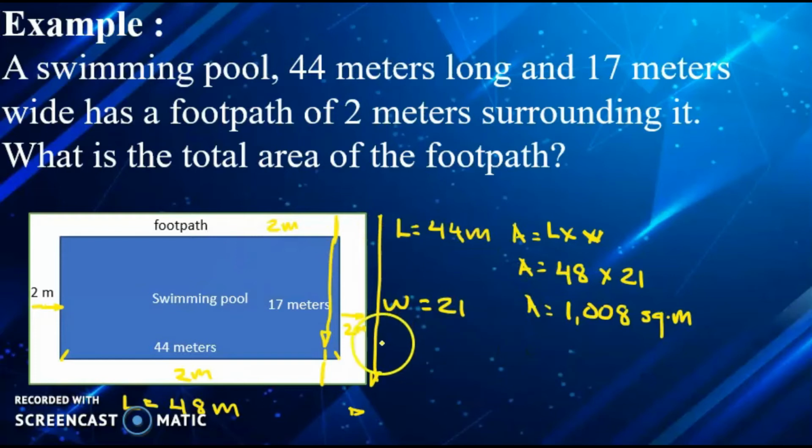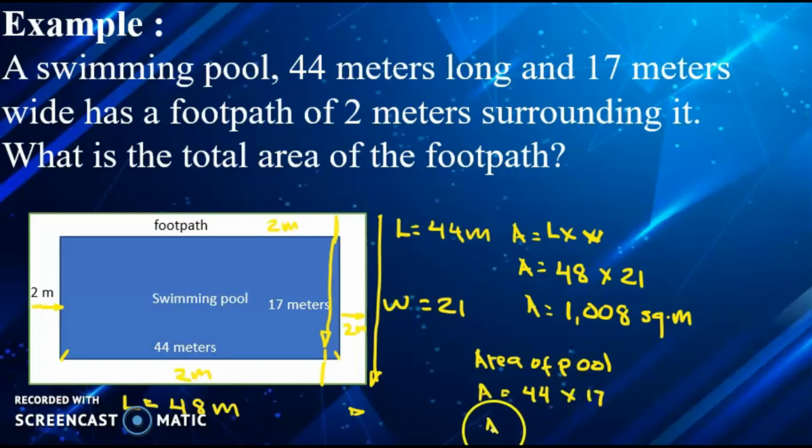Now, ang tanong dyan is, yung footpath lang hahanapin natin yung area. Okay, so kailangan natin tanggalin yung area nitong pool para makuha natin yung area ng footpath. So this time, solve naman natin yung area ng pool. Okay, area of pool. Okay, so that is area is equals to 44, ang length niya, times 17.